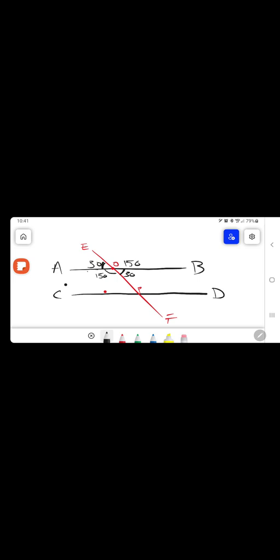But when you have parallel lines, this EF is going to bisect AB and CD at the same exact angle. So where EF intersects AB, this point right here is going to be the same as this point here. So that's going to be 150 as well. And if this is 150, this has to be 30. And this has to be 150. And this has to be 30. But you'll also notice some more things.